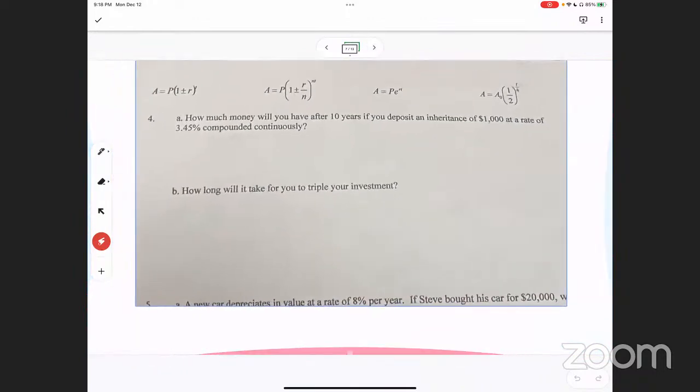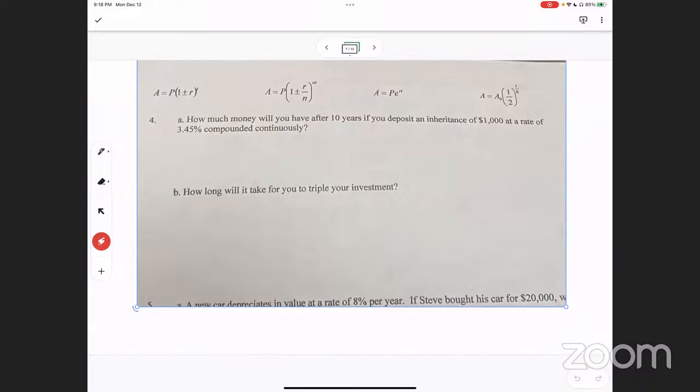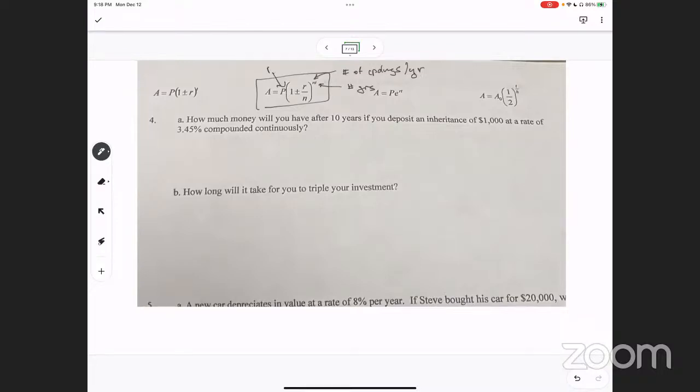Okay. All right, which one do you want here? Number 4. How much money will you have after that many years if you deposit the inheritance at a rate of the compound? Okay, so that formula is this one right here. This is compound interest. So n is your number of compoundings per year. t is your number of years. And P is your principal. And A is your amount, your current amount.